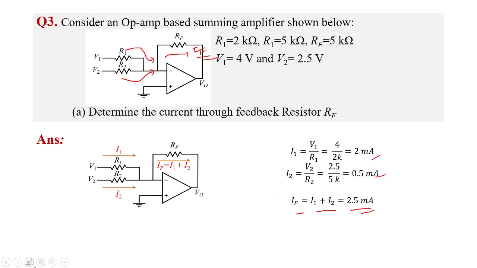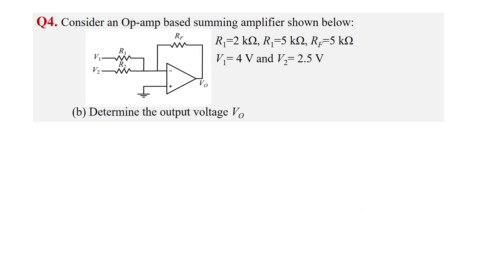Based on this, the next question is a connecting question. The 4th one is: determine the output voltage V0 of this summing amplifier. It's a direct question; based on the 3rd, we can directly find it. Since the current through RF is IF and it flows from this direction to this direction, the drop will be plus minus. So what is the voltage V0? V0 is the voltage at this node with respect to this ground.